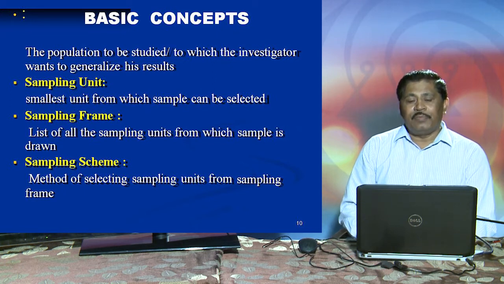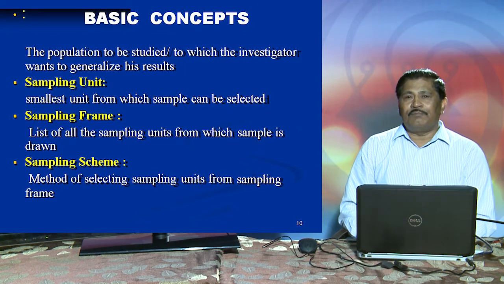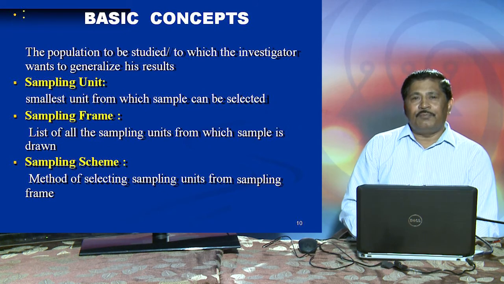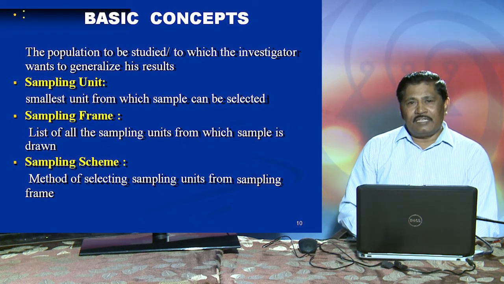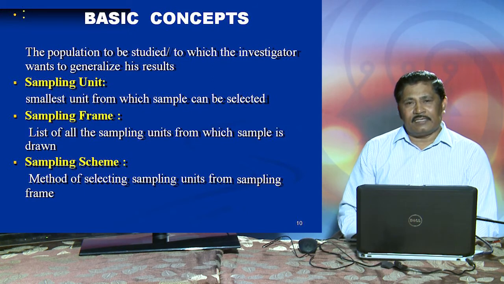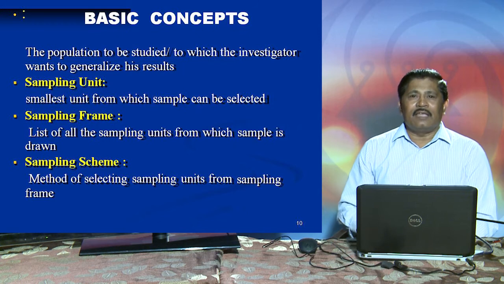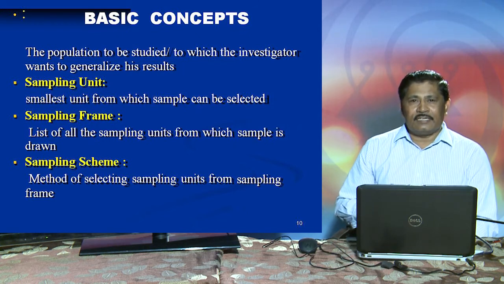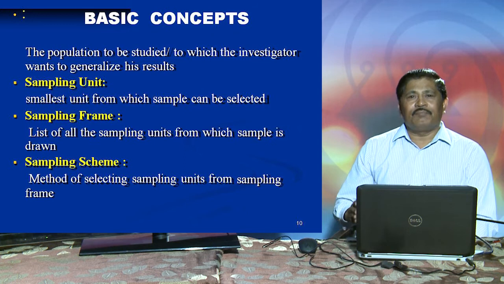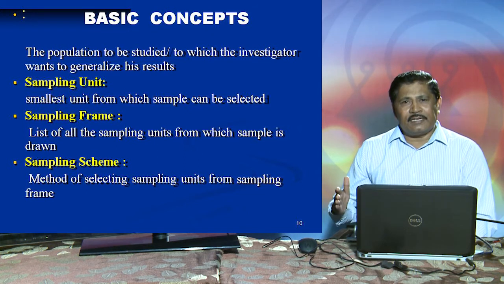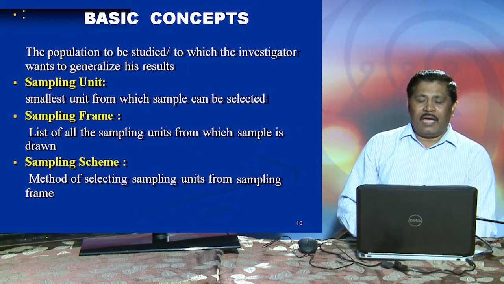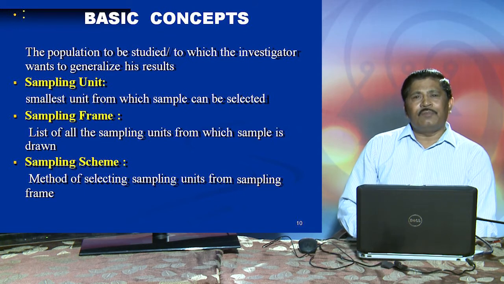Then, sampling frame. What is the sampling frame? It includes the list of all sampling units from which the sample is drawn. For example, if you are taking any research problem, selection of district can be one stage, then selection of tehsils, villages, and then the respondents or farmers. That selection procedure is your sampling frame. And there are different sampling schemes to be implemented while going for different sampling methods.